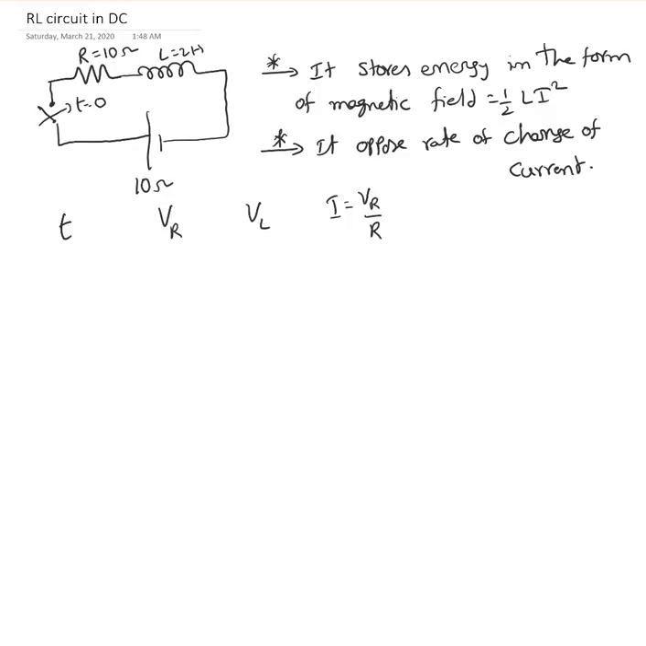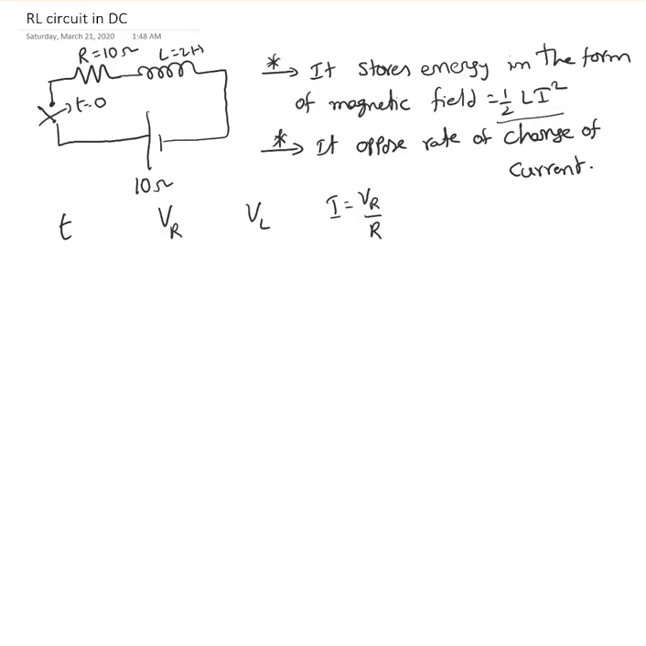So the two important points I want you to remember all the time. The first one is, an inductor stores energy in the form of a magnetic field. The value of energy stored is half L I squared, where L is the inductance value, in Henry, and I is the current. And the second important point is, an inductor always opposes the rate of change of current.